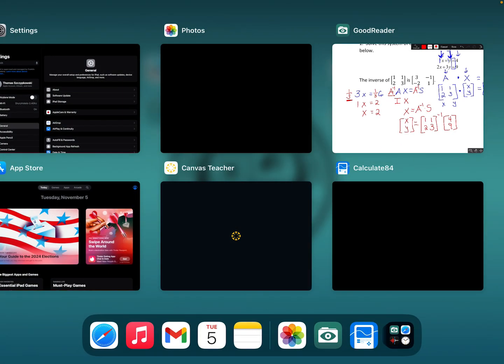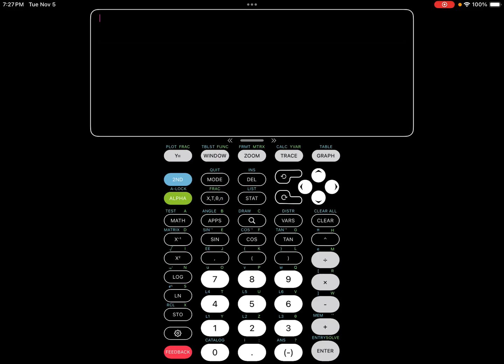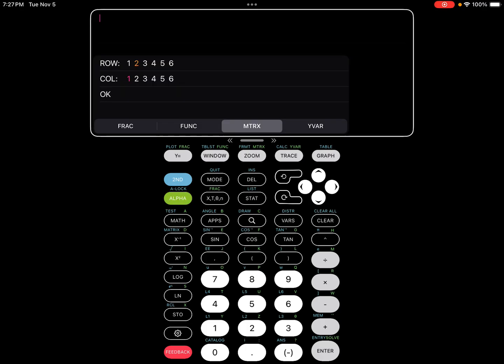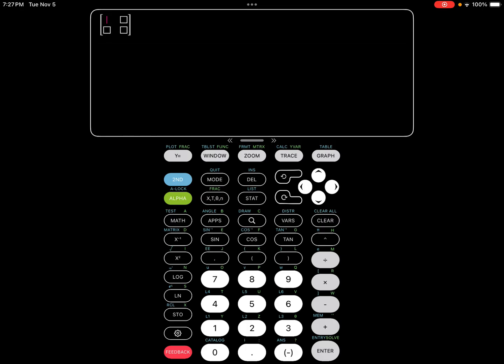So I'm going to switch over to my calculator here. The first thing you need to do is find the green button that is alpha. This calculator is the exact same thing as a TI-84. So I'm going to hit alpha, and then the top center button is zoom. So I hit alpha zoom. That brings up this menu. Now here I'm going to say I need 2 rows and 2 columns. I'm going to hit enter.